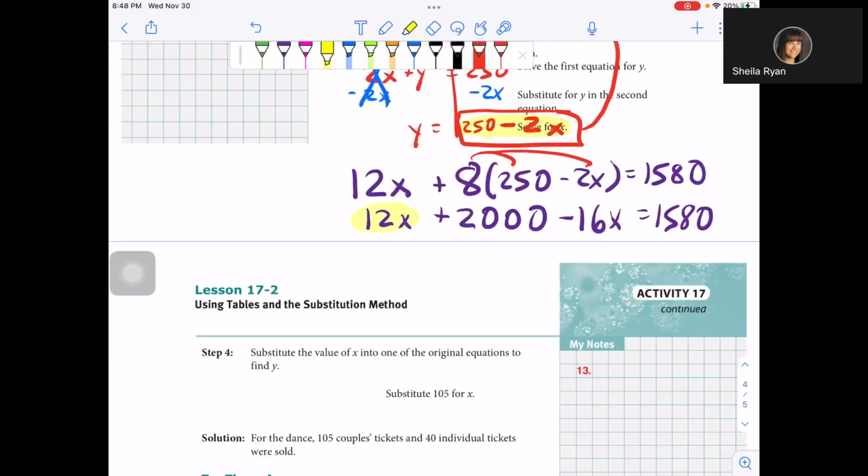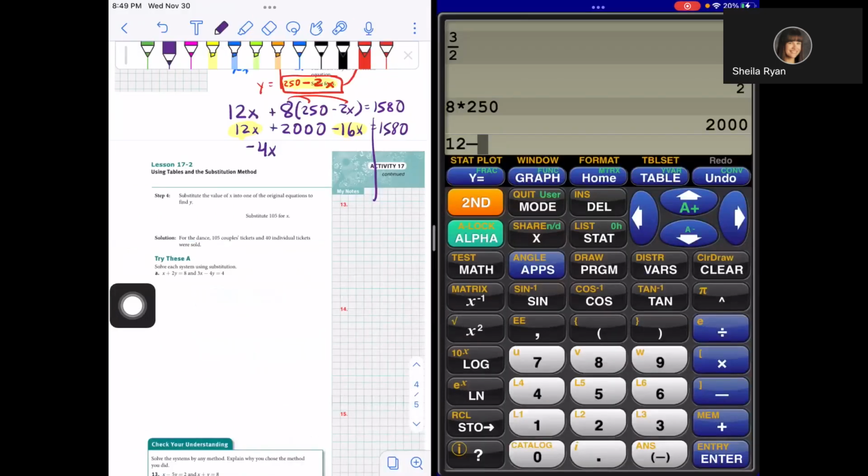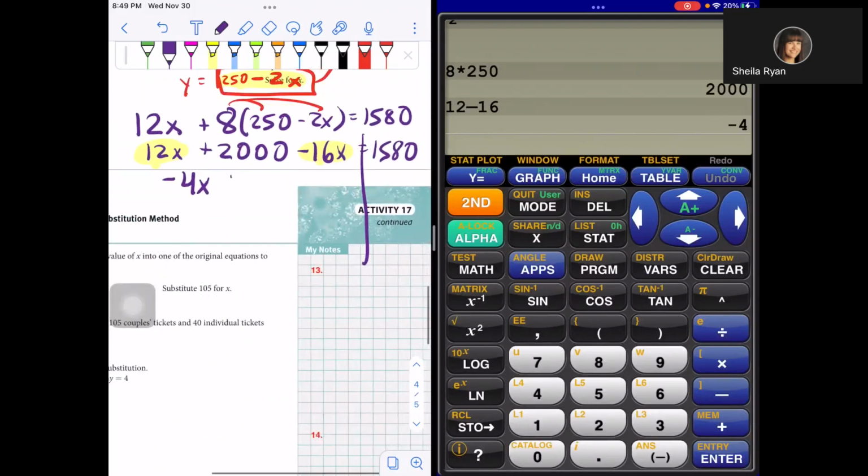Then we have 12X and negative 16X that are on the same side of the equation. So 12X minus 16X is negative 4X, right? That's 12 minus 16 is negative 4. So negative 4X plus 2,000 is 1580. And then we're going to continue solving.